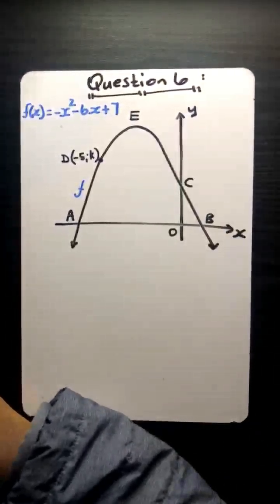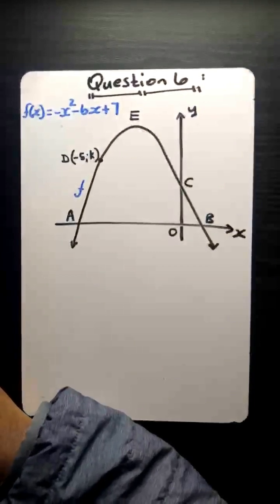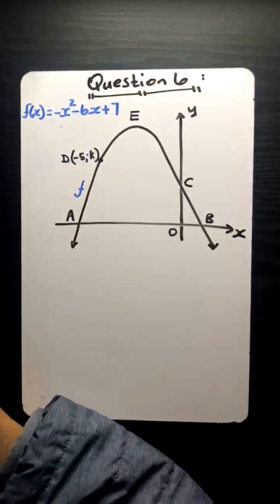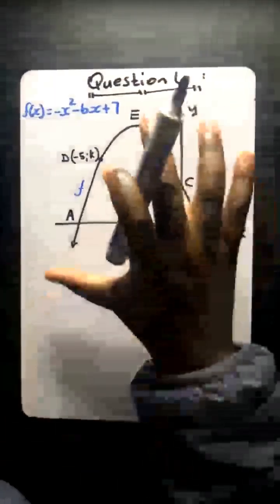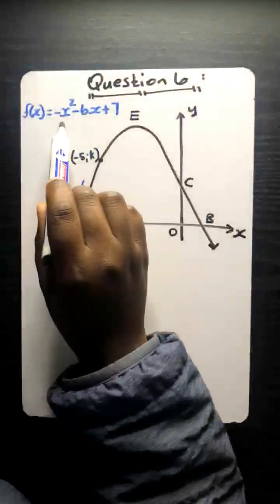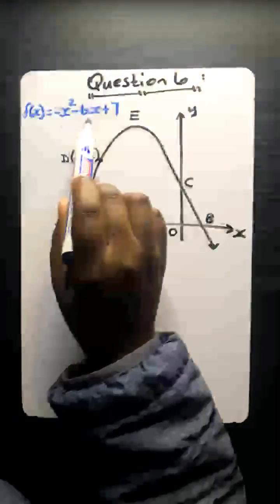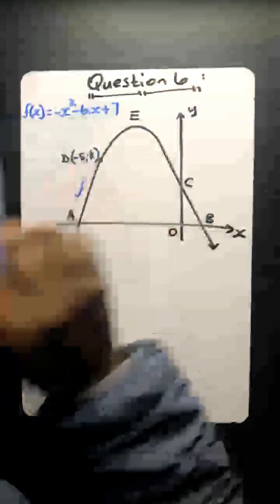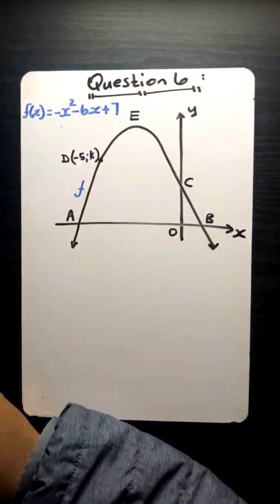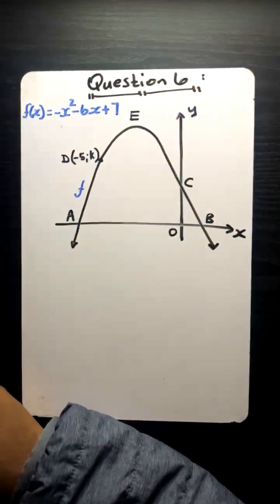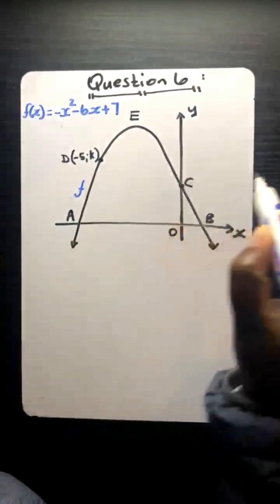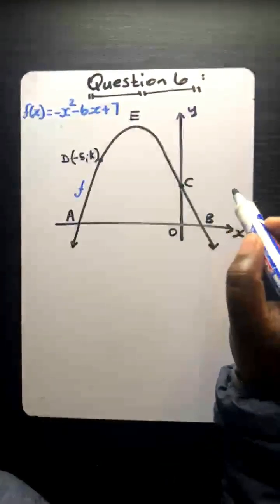So let's see. The sketch below shows the graph of f, with the equation f of x equals negative x squared minus 6x plus 7. And they say c is the y-intercept of f. Where is c? Okay, there is c. So c is the y-intercept of f.